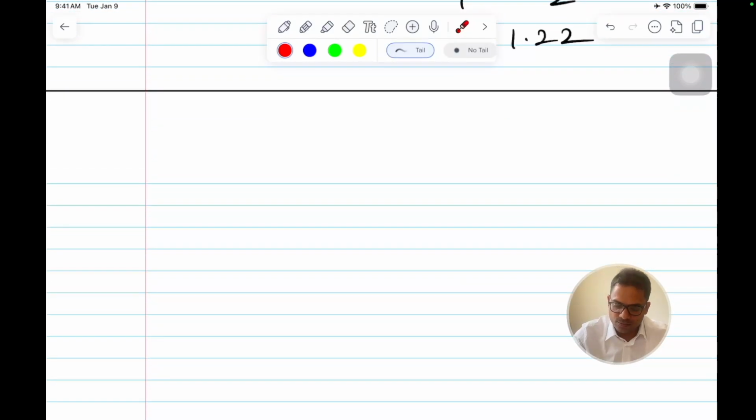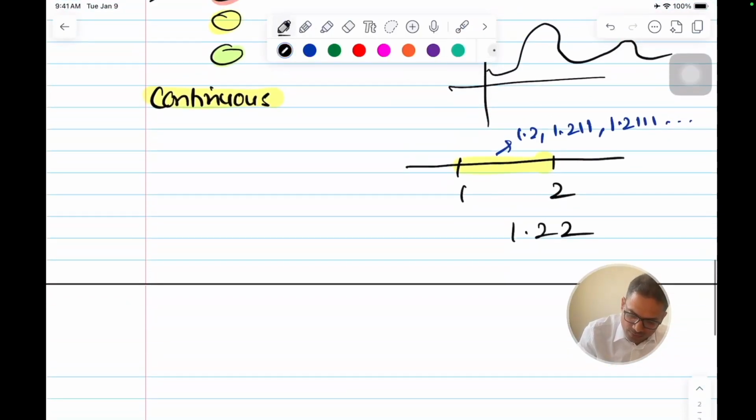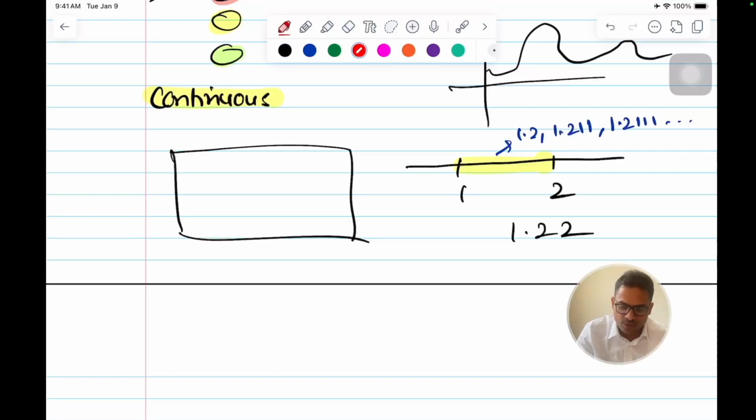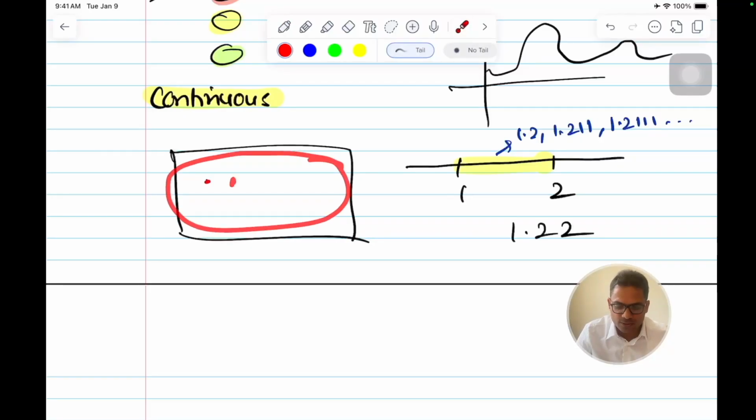Also, for example, if I have a rectangle and I want to put any point in it, infinitely many such points can be put in this region. So this is also a continuous variable.